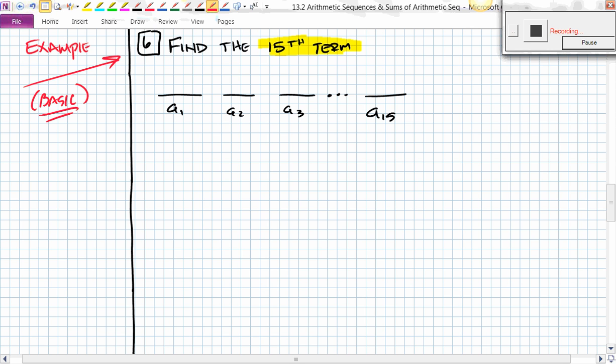Okay, let's try an example here. Let's find the 15th term for this arithmetic sequence. The first term is 2, the second term is 6, the third term is 10, all the way out to the 15th term. That's the question mark. Okay, so again, use the fast-forward formula: a sub n is equal to a sub 1 plus n minus 1 times d.